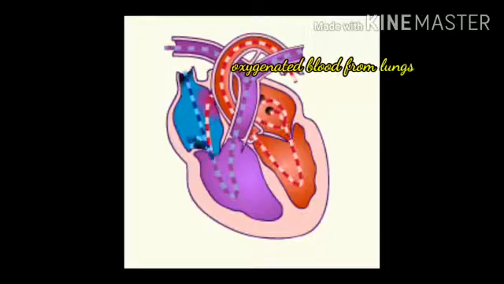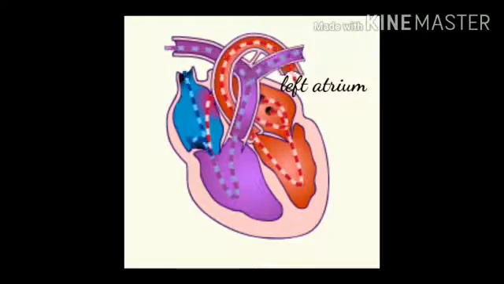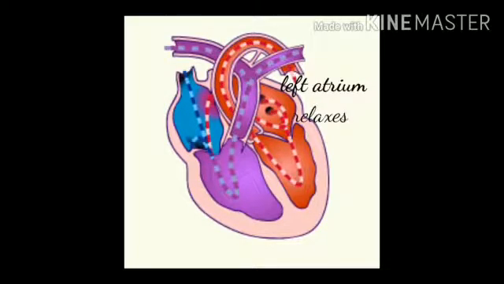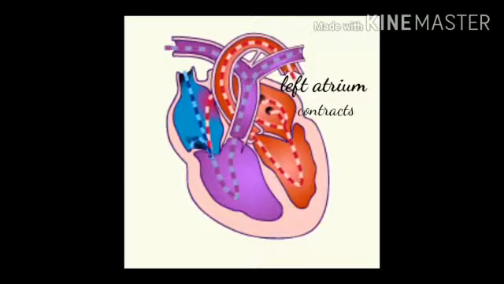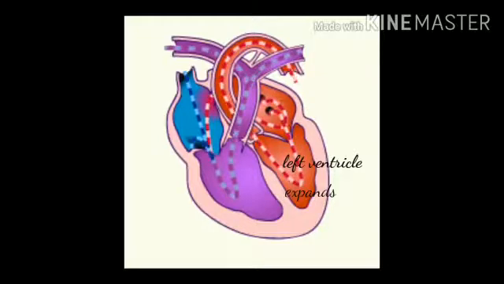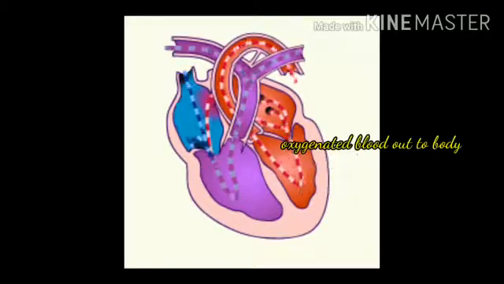Oxygen rich blood from the lungs comes to the thin walled upper chamber, the left atrium or the left auricle. The left atrium relaxes when it is collecting this blood. It then contracts while the next chamber, the left ventricle, expands so that the blood is transferred to it. When the muscular left ventricle contracts, the blood is pumped out to the body.